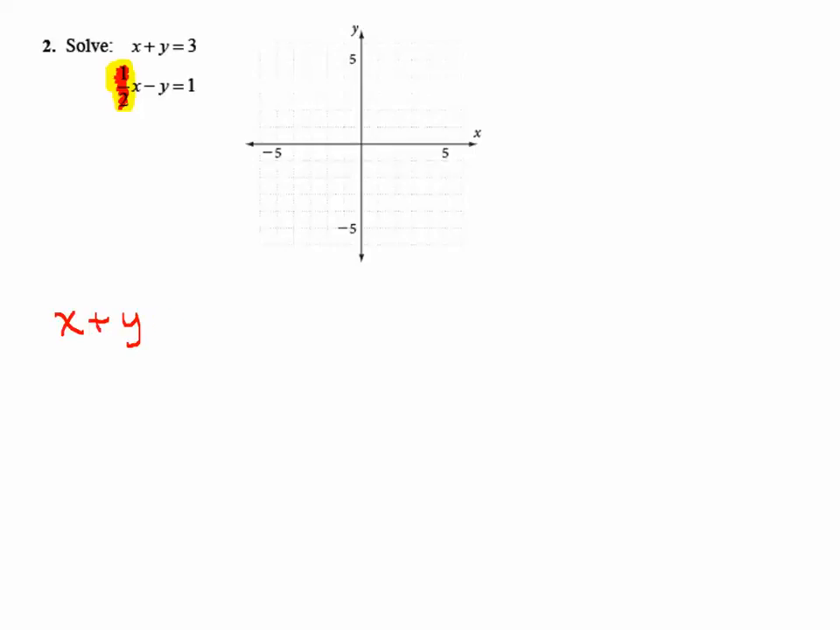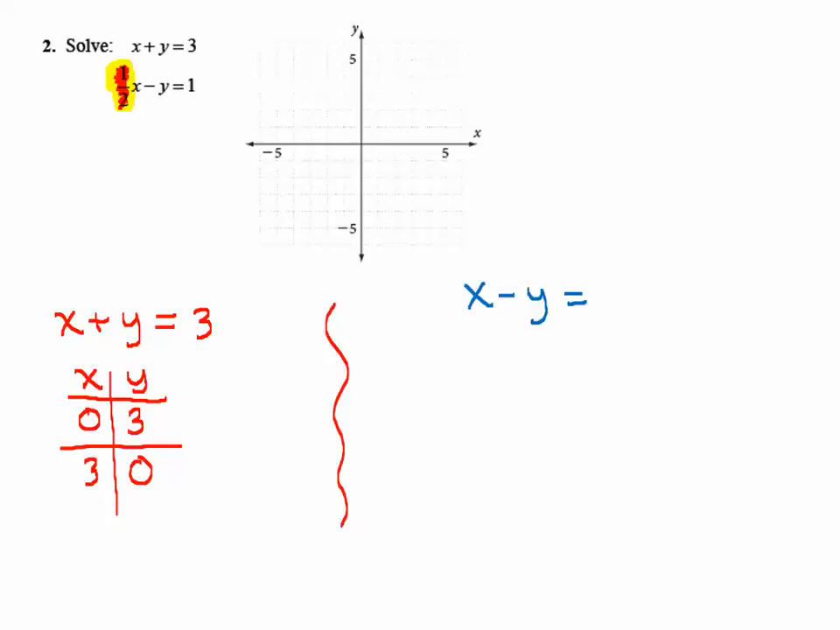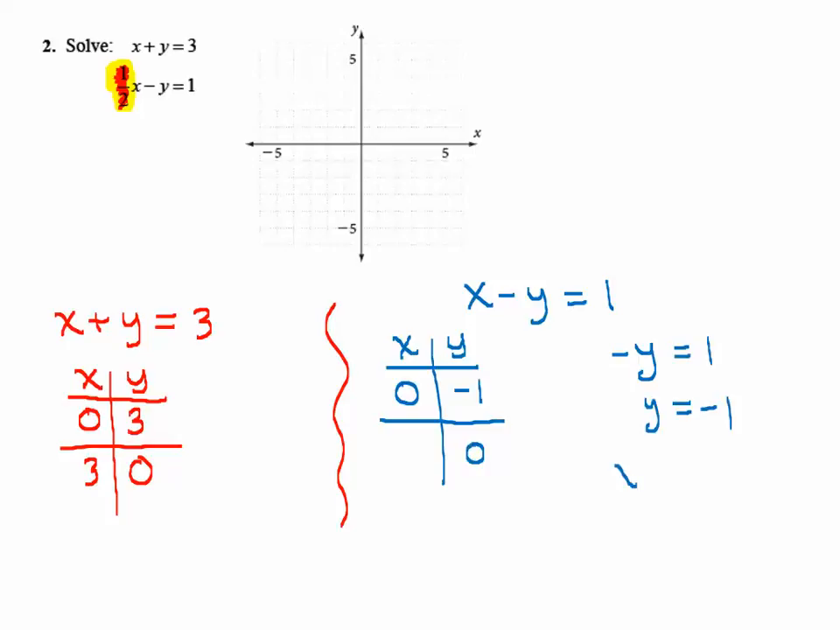So same exact concept here, x plus y equals 3, plug in a 0 for the x, get a 3 for the y. A 0 for the y makes a 3 for the x. On the other side, plug in a 0 and you get negative 1 this time. 0 for the y gets you a positive 1 for the x. Hopefully we got that. Alright, and graphing. So 0, 3, 3, 0, there's my graph. Then 0, negative 1 is going to be down there. And then 1, 0 is going to be about right there.